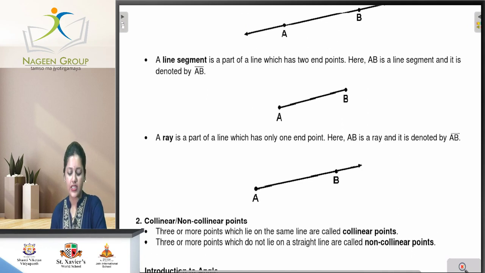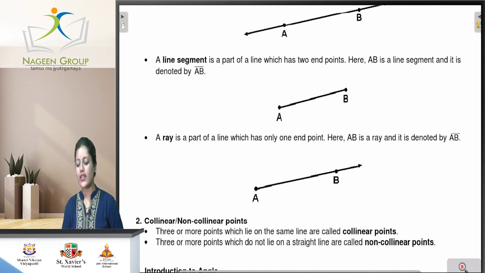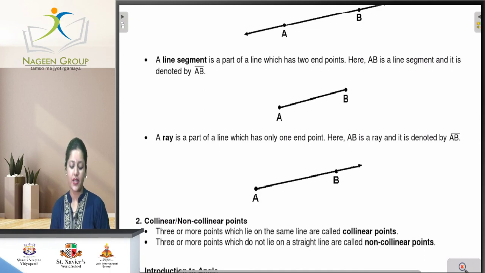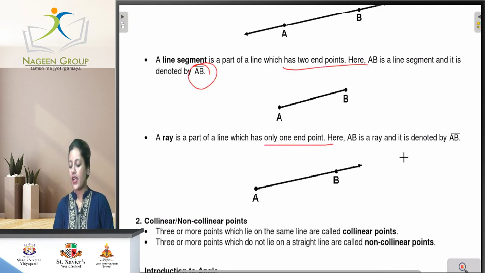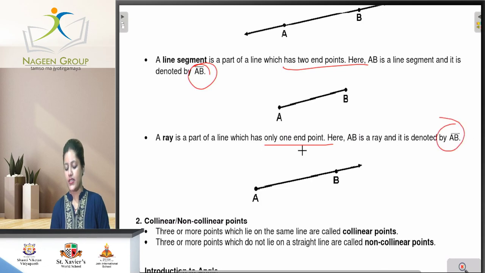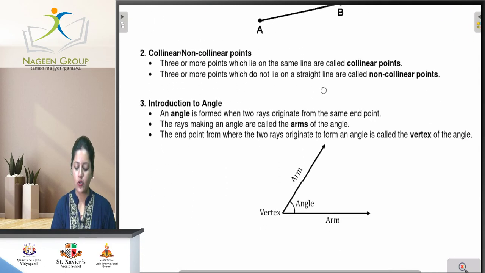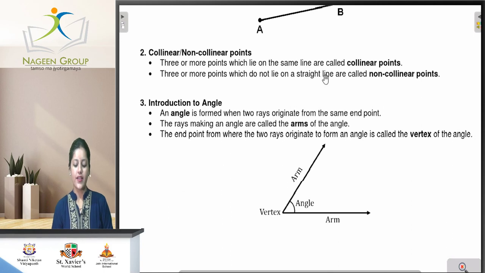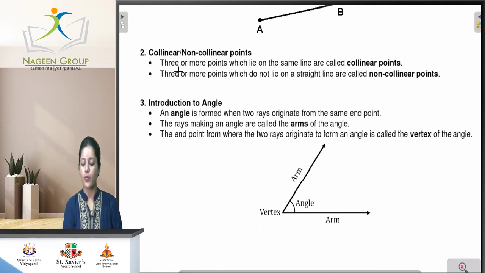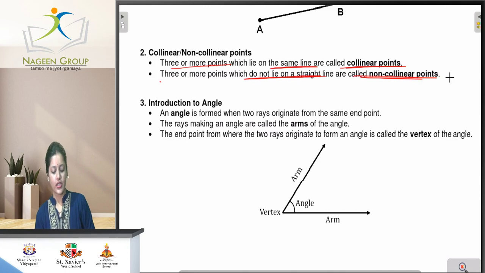A line segment is a part of a line which has two end points. Here AB is a line segment and it is denoted by this symbol. A ray is a part of a line which has only one end point. AB is denoted by this symbol. Next, collinear and non-collinear points. Three or more points which lie on the same line are called collinear, and when these three or more points do not lie on a straight line they are called non-collinear.